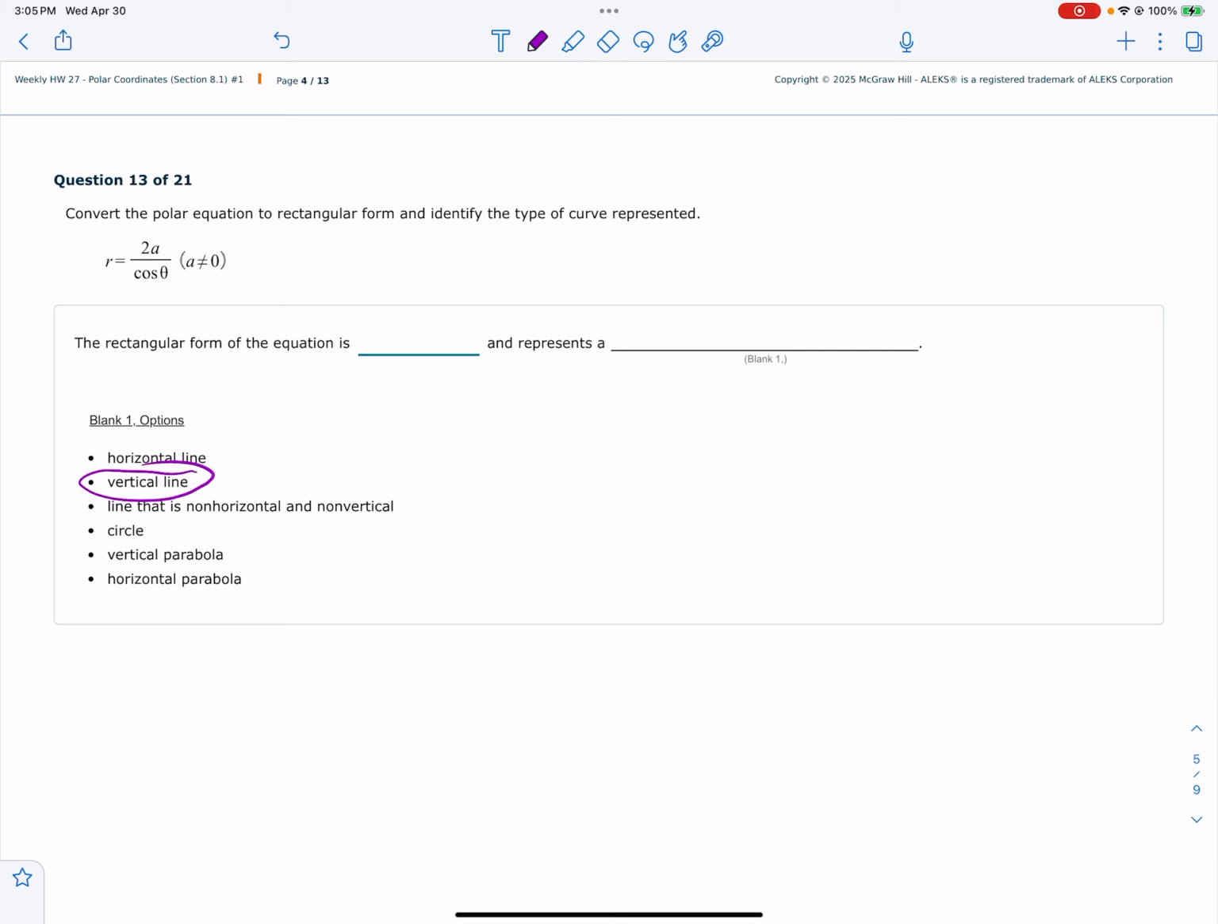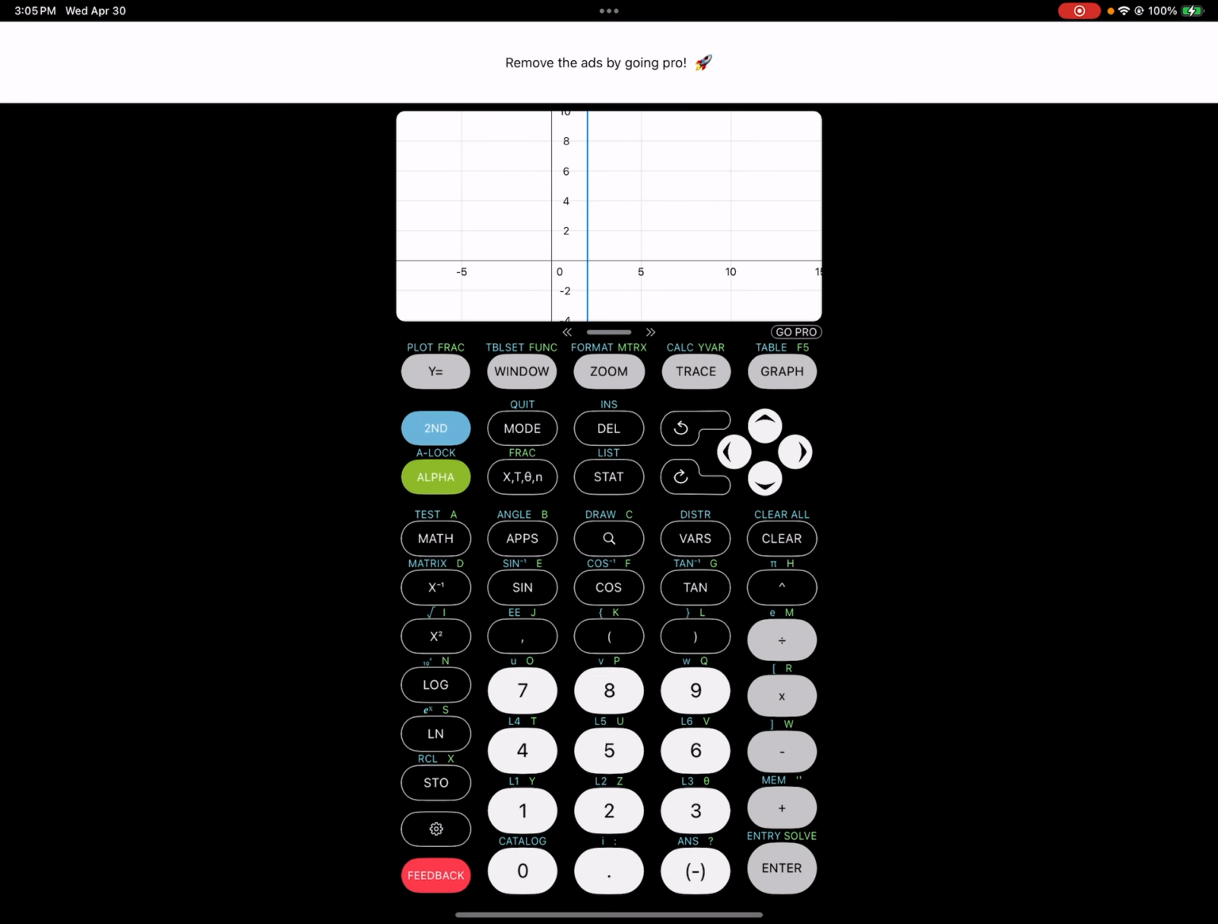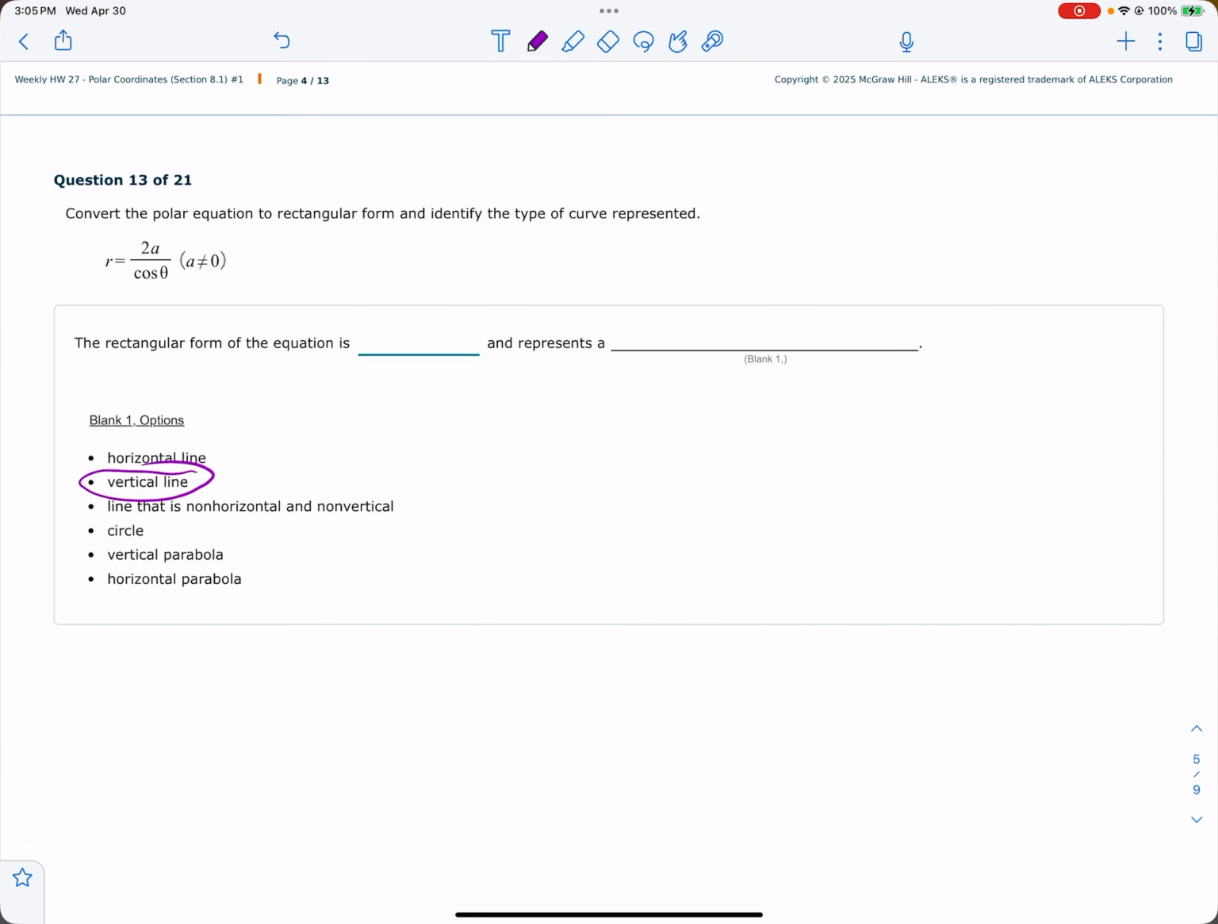And what would be, let's go back here. Our vertical line was through the point 2. Our x is 2 there. And so our x would be 2. Our equation would be y equals 2a. Or shoot, x equals 2a.